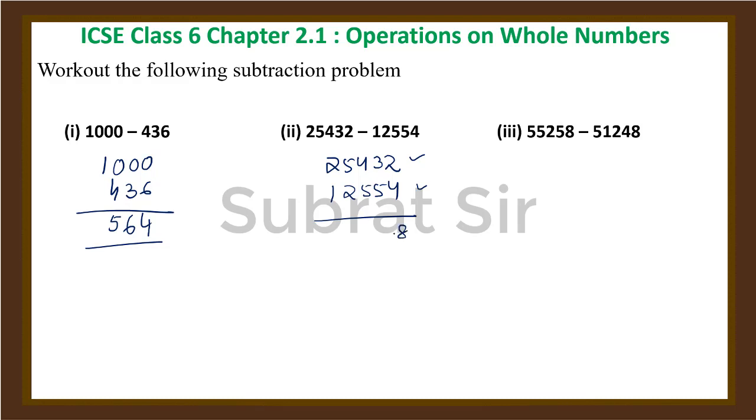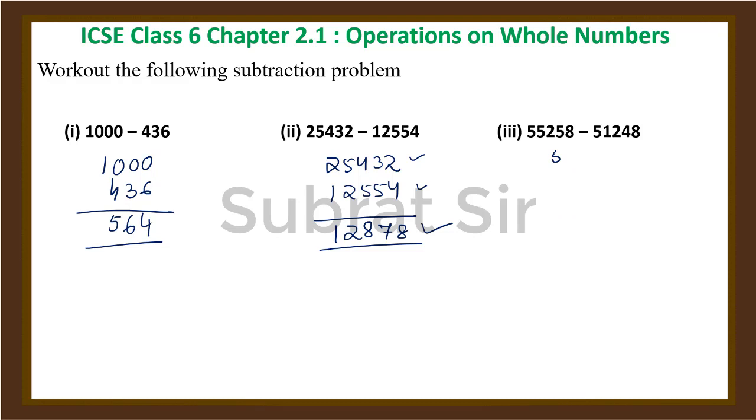12 minus 4 is 8, 12 minus 5 is 7, then 13 minus 5 is 8, then 4 minus 2 is 2, and 2 minus 1 is 1. So the result is 12878, and it is a whole number.